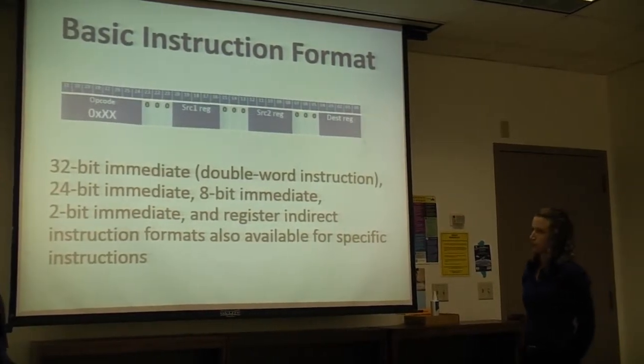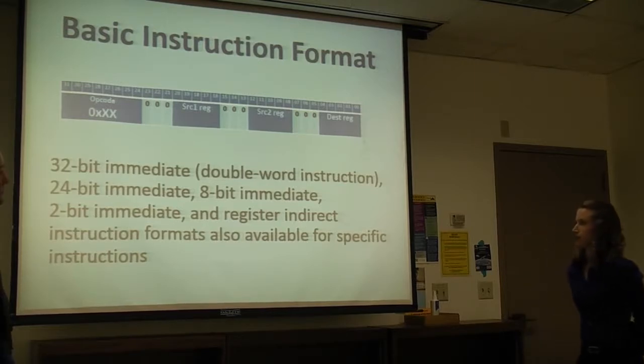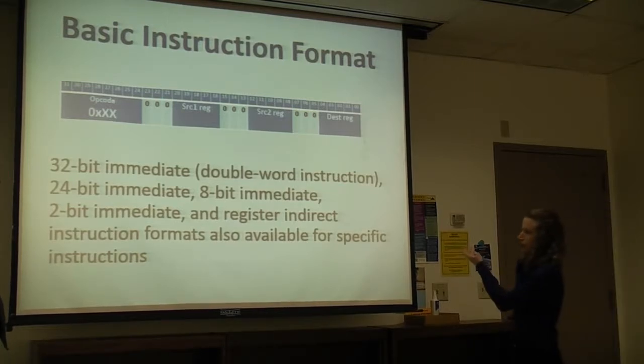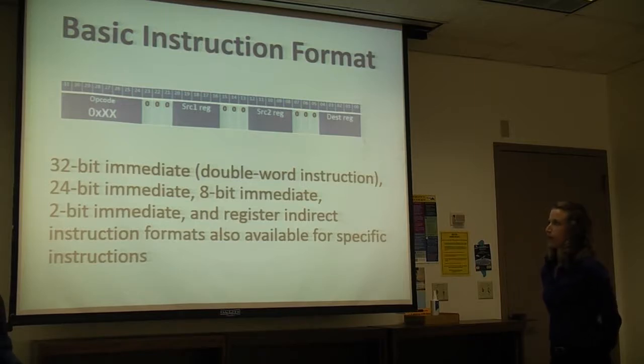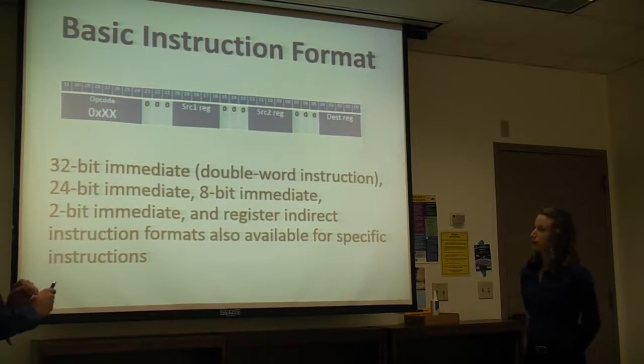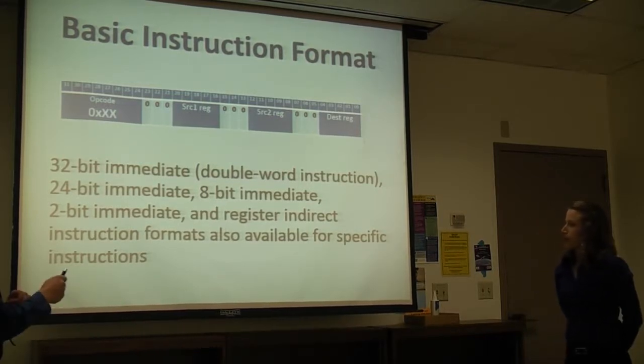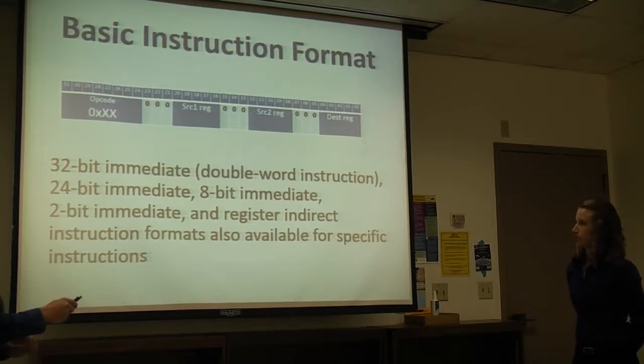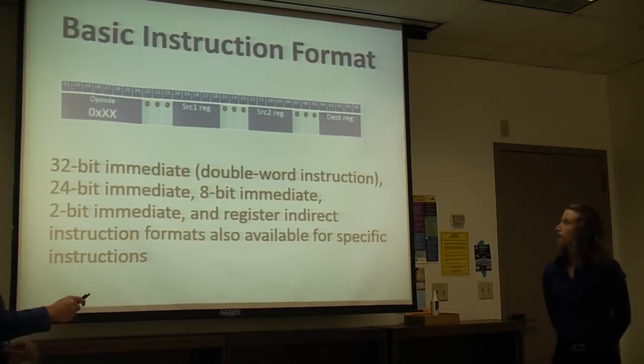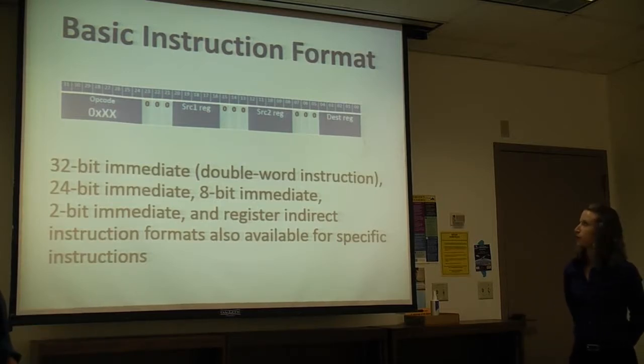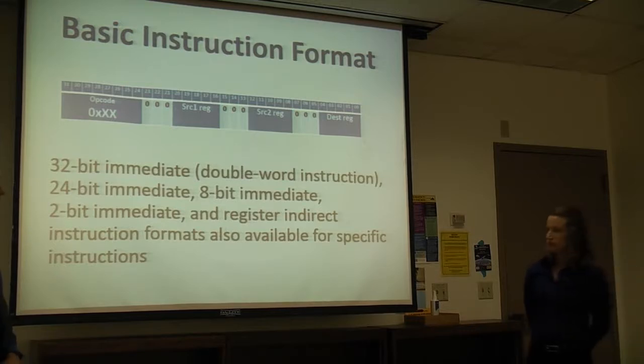So here's our basic instruction format. This instruction format can also be modified for the 32-bit immediate, which will just add a word on the second line, or a 24-bit immediate, in which all source registers and zeros contain a 24-bit value. An 8-bit immediate, in which the source 2 register is taken out and replaced with an 8-bit value. The 2-bit immediate is for our enhanced instructions for multi-core operations. It's a core select, and that would be in the least significant places. We also have a register indirect format.